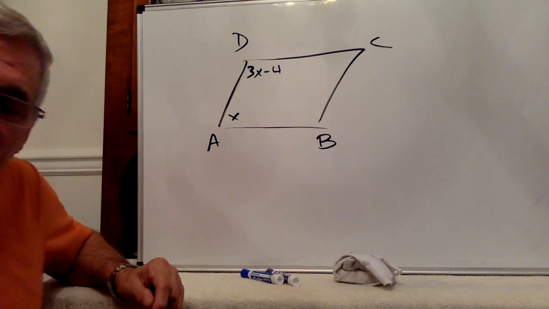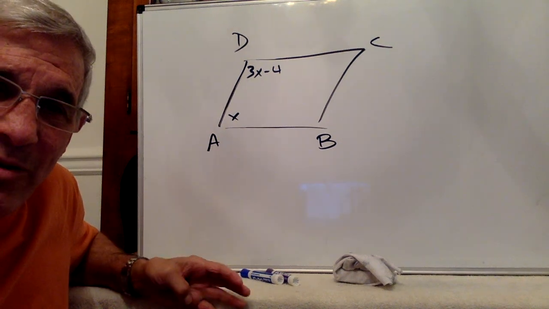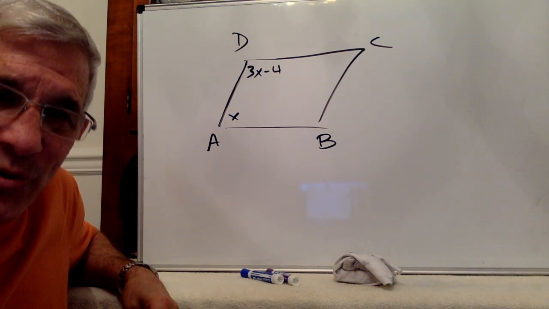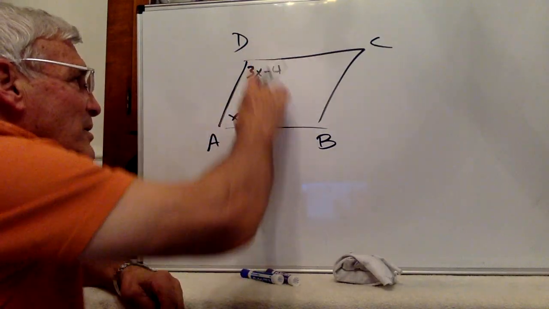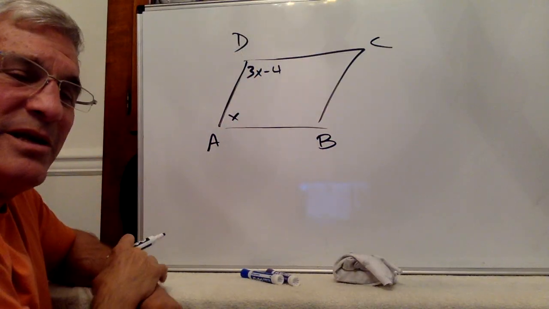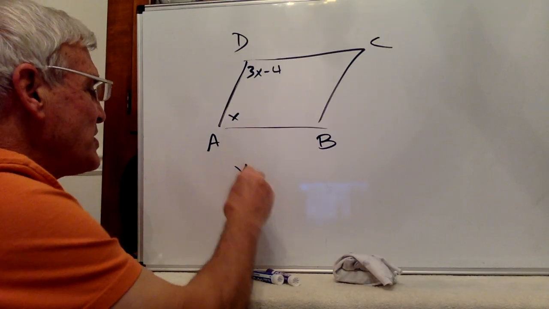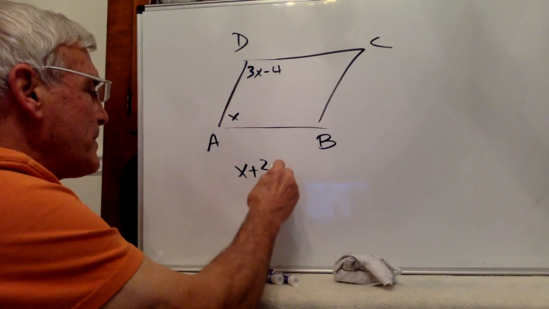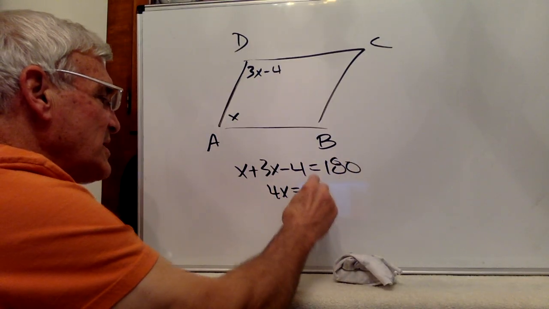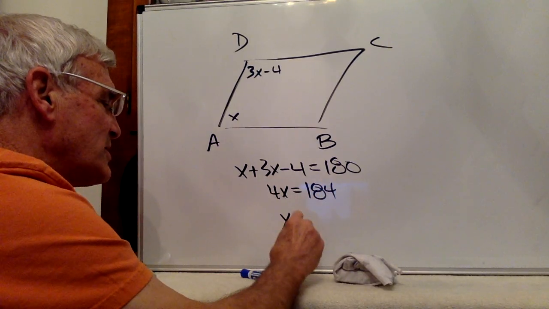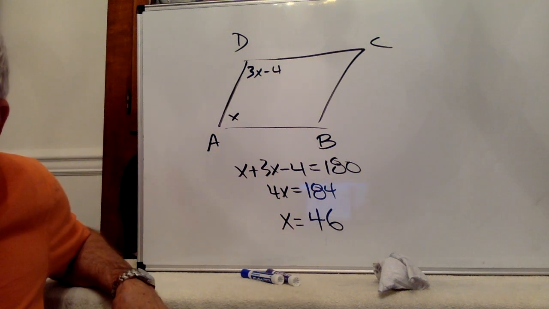Alrighty, properties of parallelograms. Any two consecutive angles in a parallelogram are supplementary. They're interior angles on the same side of a transversal because these two sides are parallel, DC and AB. Using AD as a transversal, they're interior angles on the same side of the transversal. Therefore, they're supplementary, which means their sum is equal to 180. So I get 4x is equal to 184. X, therefore, is 46. Again, don't stop one step short.